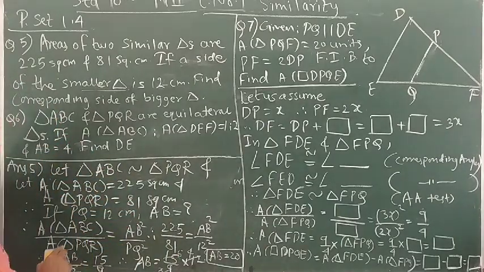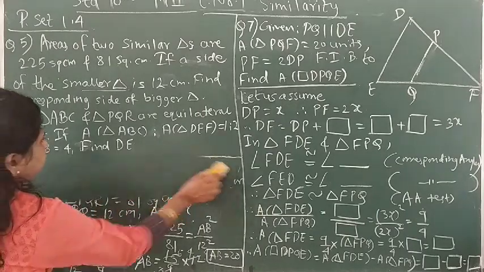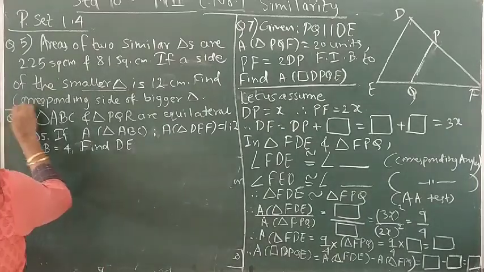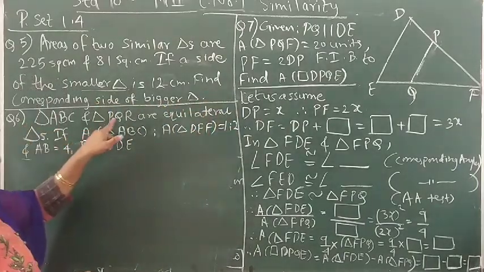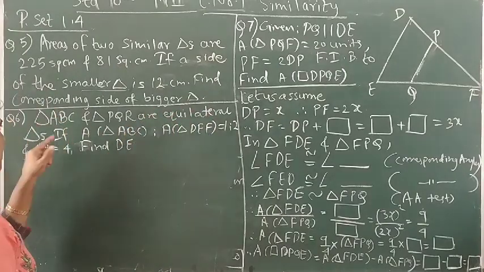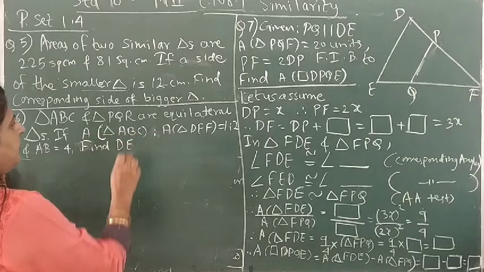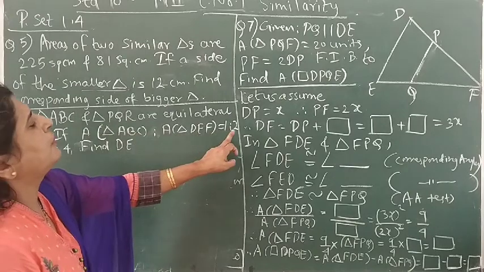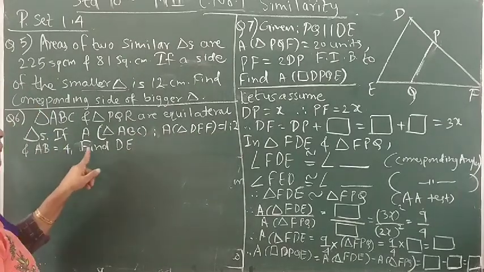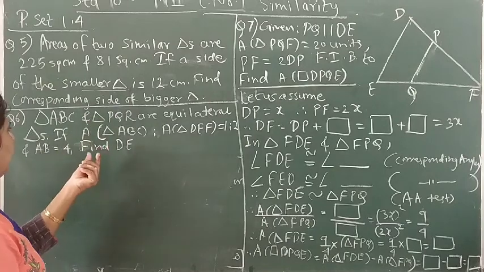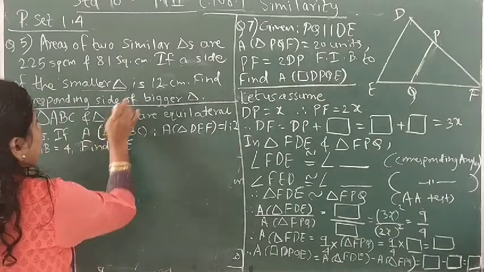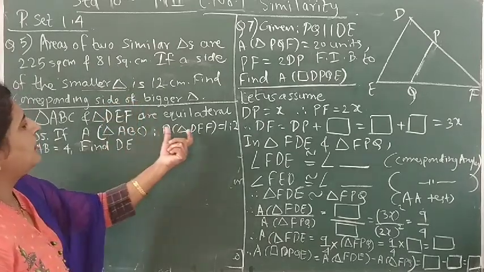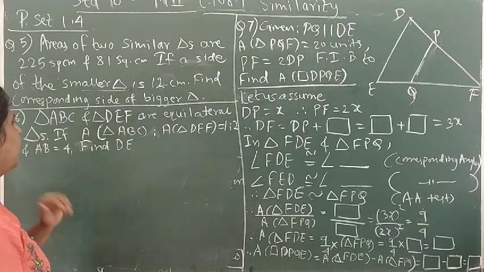And now let's see question number 6. Okay, now here it is given that, so 5 we have finished. 6. Triangle ABC and triangle DEF are equilateral triangles. If the ratio of area of triangle ABC to area of triangle DEF is 1:2 and AB is 4, find DE. Here it should be DEF, not PQR, because here the triangles are ABC and DEF, and you have to find its corresponding side DE.